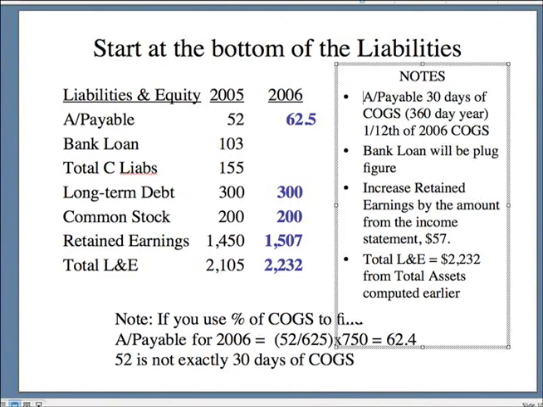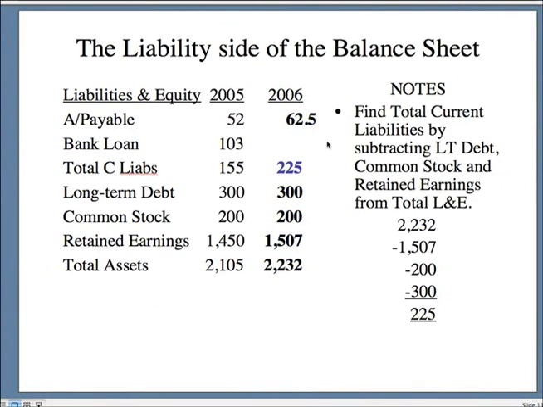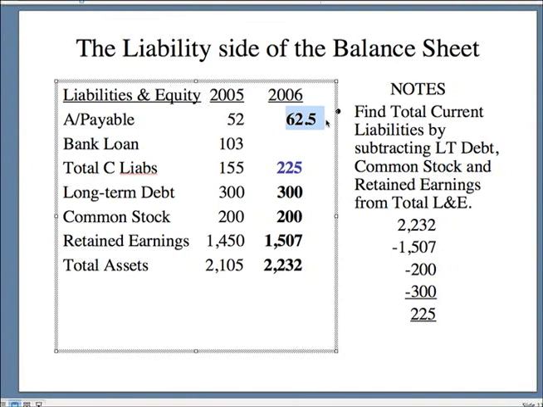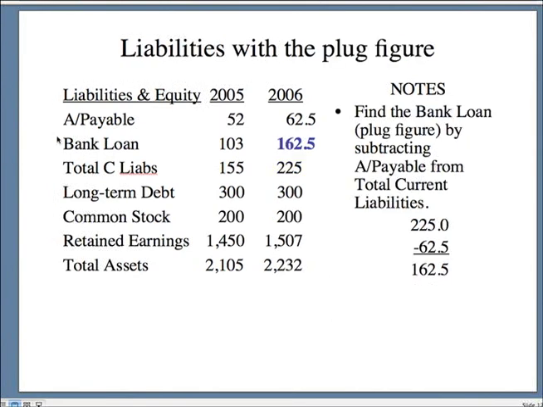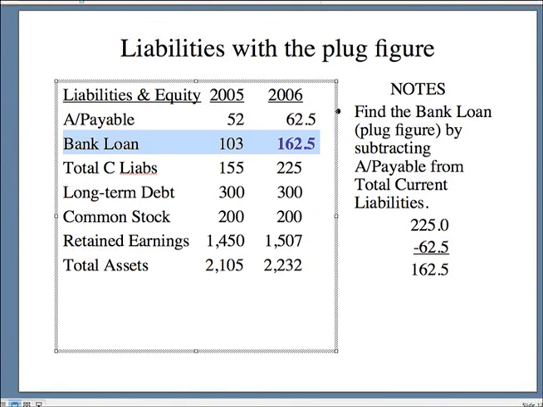Accounts payable, I guess I should have mentioned, that's 1/12 of the cost of goods sold. The way I did it was I used 30 days of accounts payable based on a 360-day year, 1/12 of the cost of goods sold for 2006, 62.5. So to get the bank loan then, we're just going to subtract the 62.5 from the 225, and that gives us the plug figure. This is the number that balances the balance sheet, 162.5.